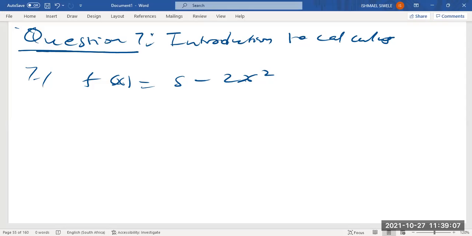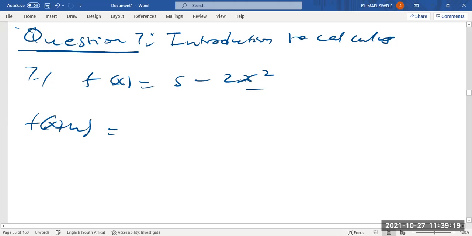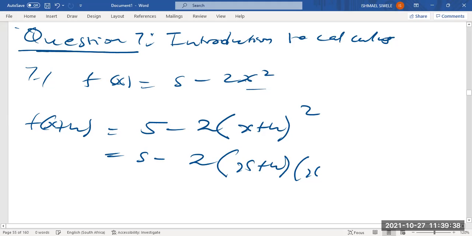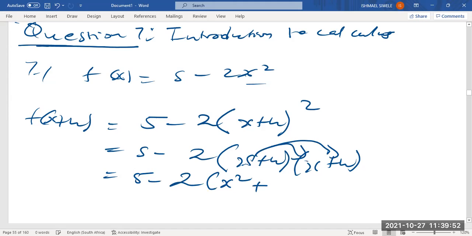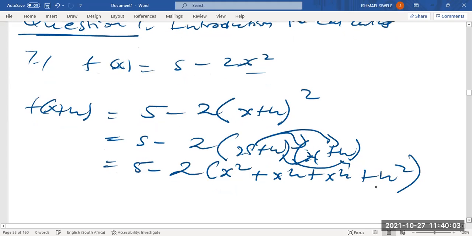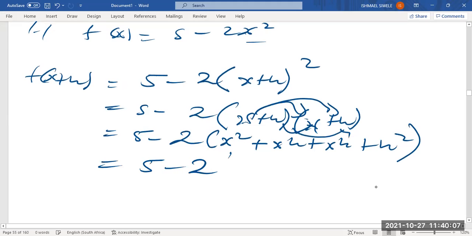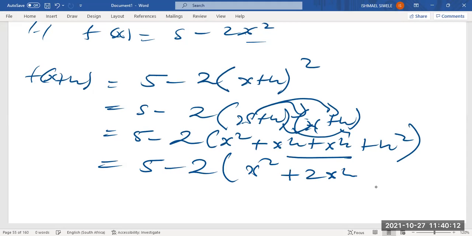For us to work it out, we have to have f of x plus h. Let me work out f of x plus h first before we proceed, because I don't want to make mistakes. Where there is x, we put x plus h. So I have 5 minus 2 multiplied by x plus h squared, right? So I'm going to have 5 minus 2, then x plus h multiplied by another x plus h. Let's simplify this: x squared, x times h plus xh, h times x plus another xh, h times h is plus h squared, right? And this is going to equal 5 minus 2x squared.